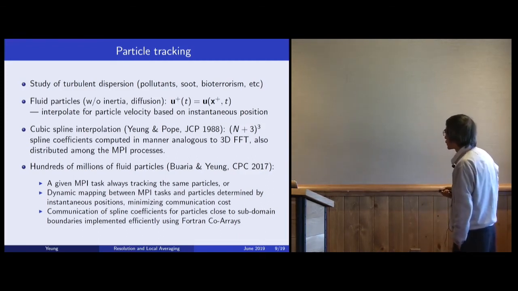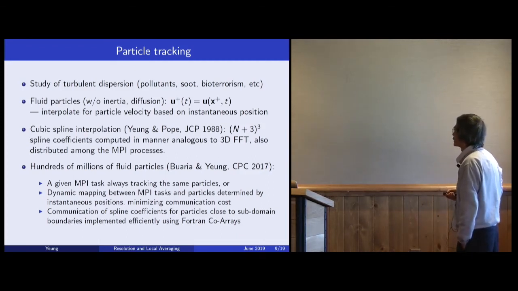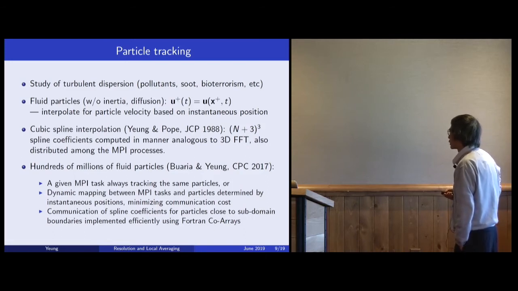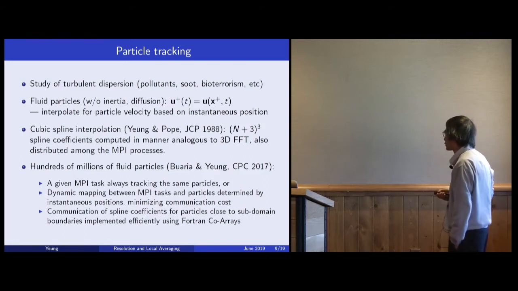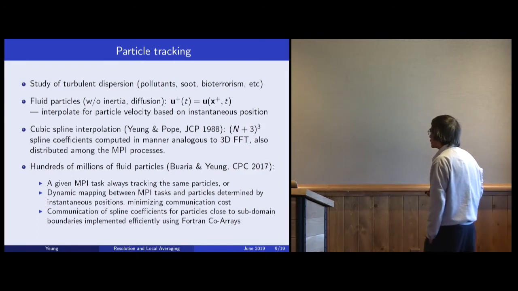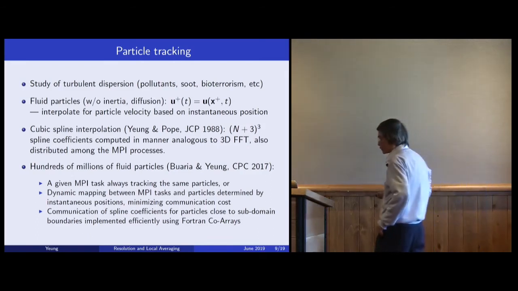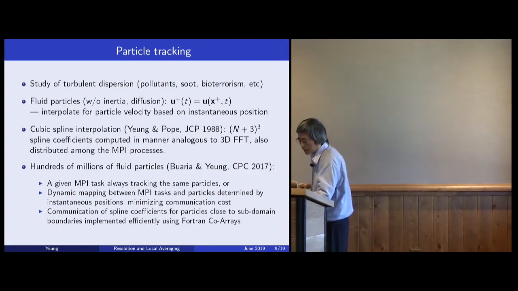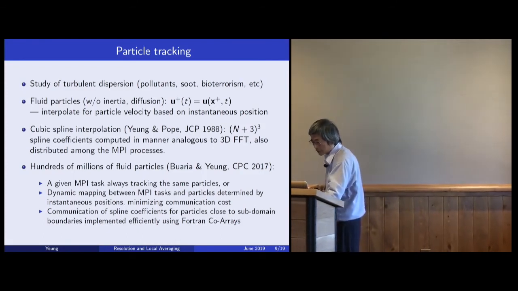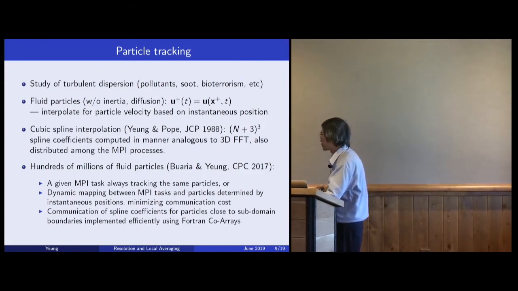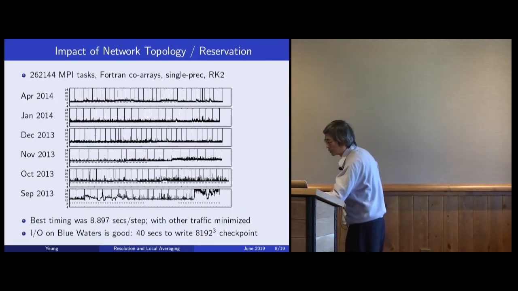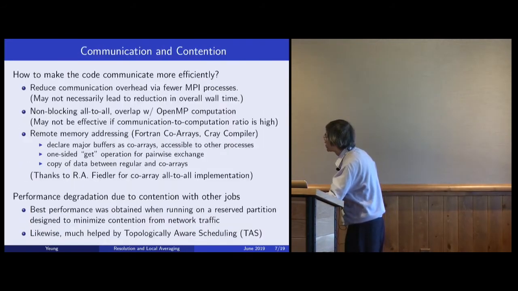So we eventually, after a while, came up with the idea that we could change the mapping between the MPI task and the particles in a way to minimize the accumulation cost, and we were able to publish a paper. We also used the ideas of coaways to allow the cubic spline coefficients to be computed relatively quickly.